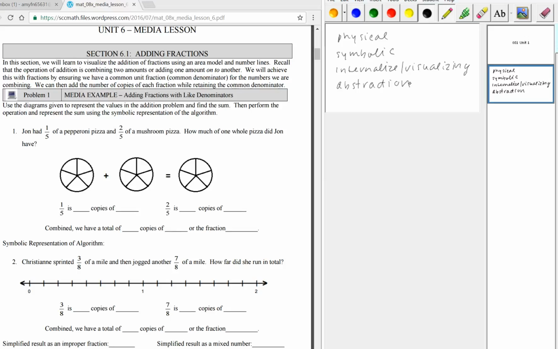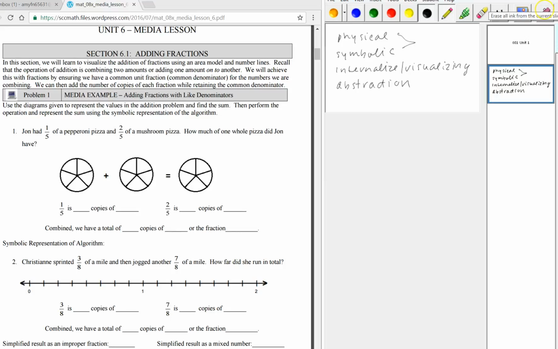So again, in some books or in the past you might have just said add 1/5 plus 2/5, and you say add the numerators, keep the denominator, you're done, you have now added. Now instead we'll start with the physical or symbolic, and physical can be manipulatives. You won't always have manipulatives, but at SCC we do have fraction circles that you can use. The symbolic will be these drawings of the physical representation, and then internalizing is when they start to be able to visualize these representations in their mind without actually having to draw them, and then they can generalize these ideas to an abstract reasoning of the operations.